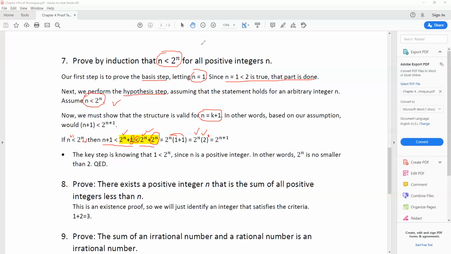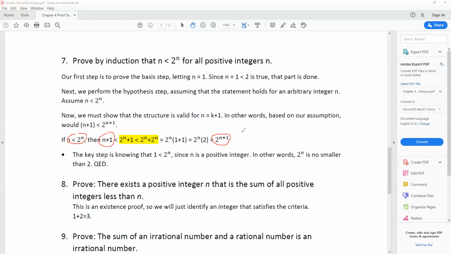That was a lot of work just to say this. If n is less than 2 to the power of n, then n plus 1 has to be less than 2 to the power of n plus 1. That completes the proof.